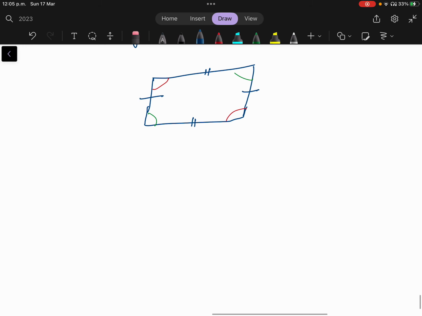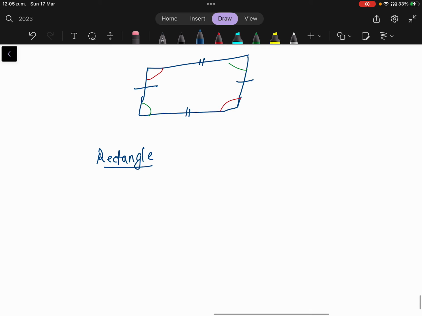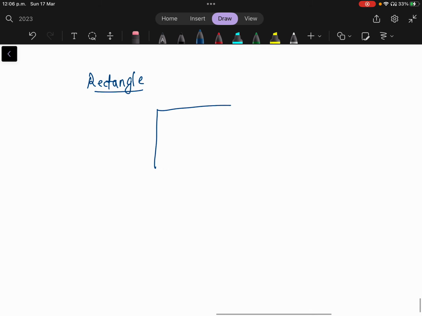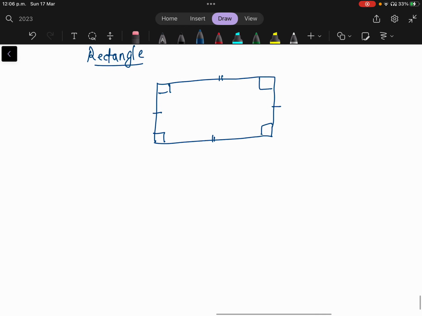Now the second one is a rectangle. A rectangle can be considered a special case of a parallelogram where both pairs of sides are parallel. These two sides are parallel, this side is parallel to this side, and all the angles are 90°. Okay, that's the concept for a rectangle.